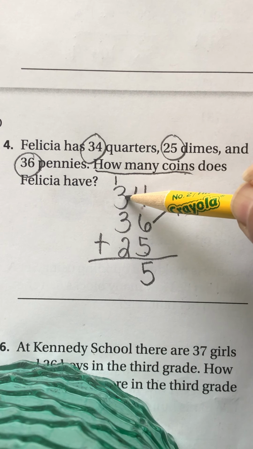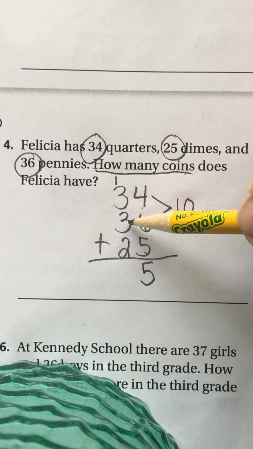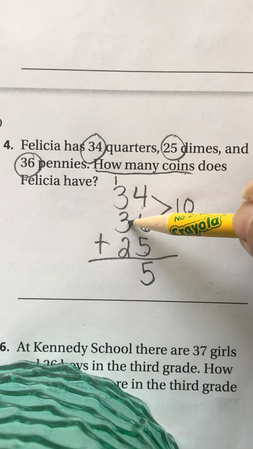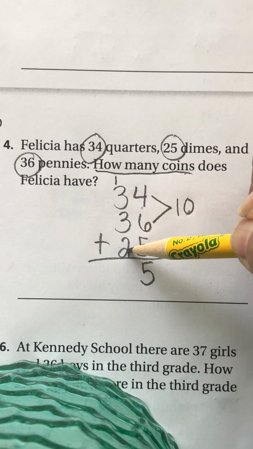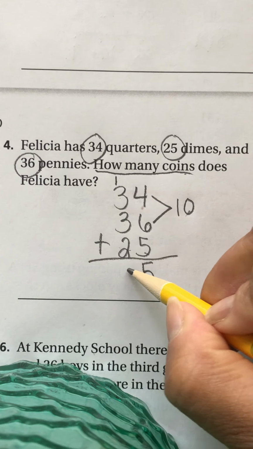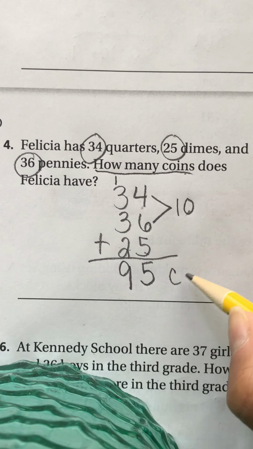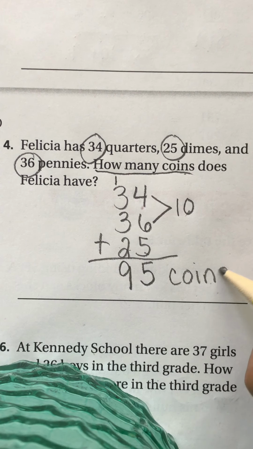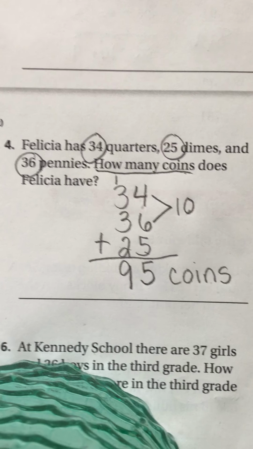1 plus 3 is 4. Plus 3 more is 7. Plus 2 more is 9. So, how many coins are there? 95. Please copy.